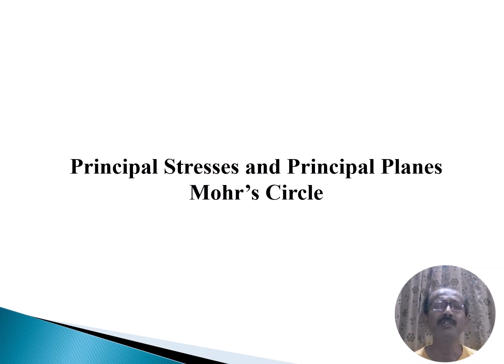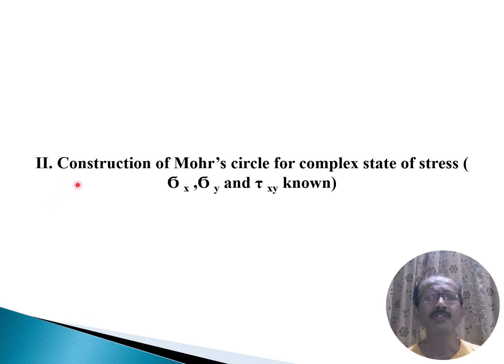Now, in this video, I will discuss principal stresses and Mohr circle, principal planes and Mohr circles and their graphical representation. So, the construction of Mohr circle for a complex state of stress, where sigma x, sigma y and tau xy, these three are present and known.